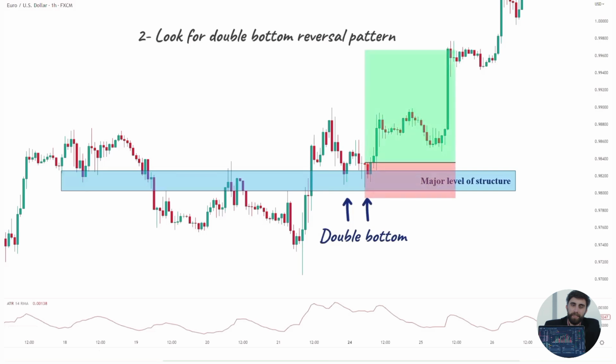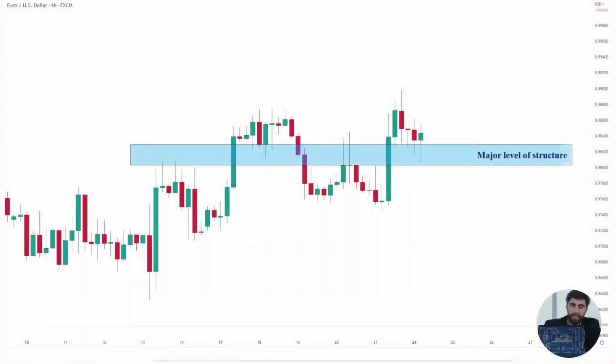So, we will open our long position on the second test as the market prints a bullish engulfing candlestick. Our stop will be 1 ATR below the lowest point of the swing low, and we will track our profit till we reach the next level of structure in the higher time frame. So let's have a quick recap of this reversal setup.